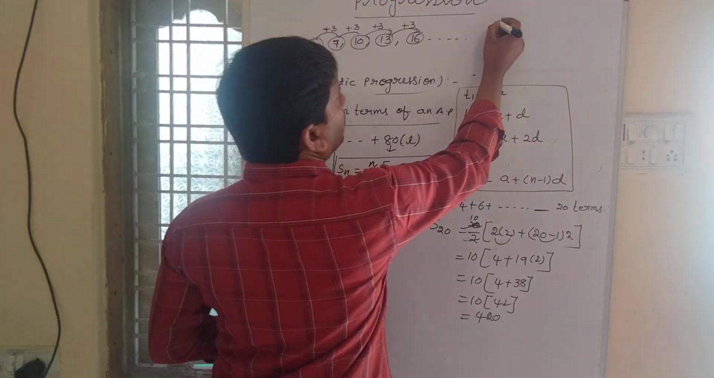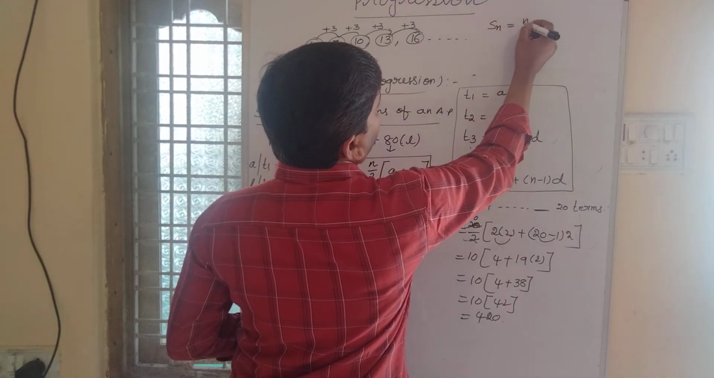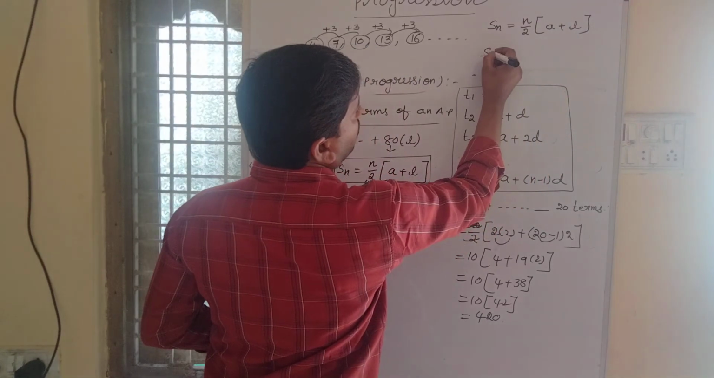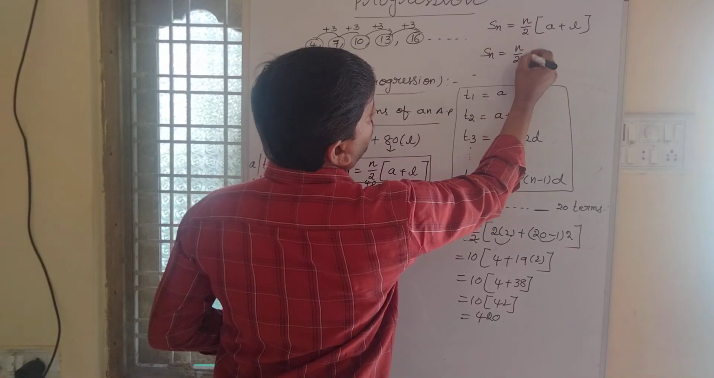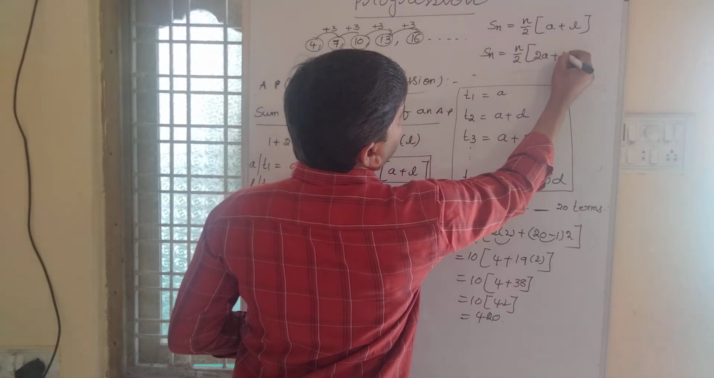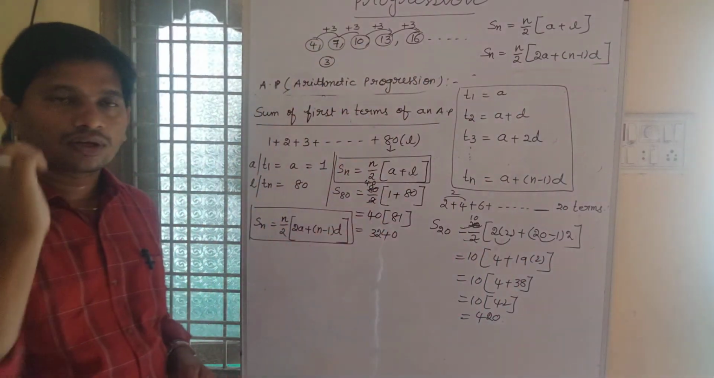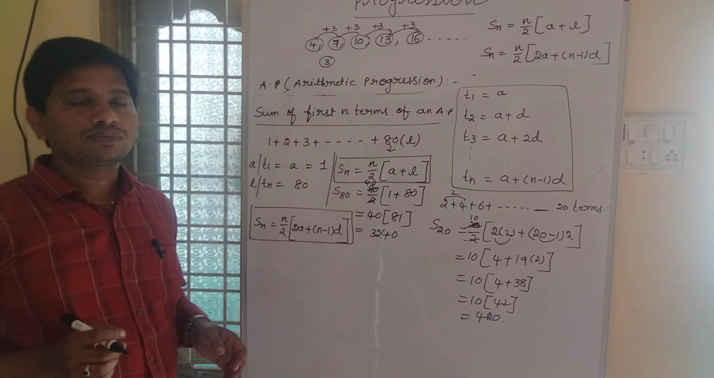So we have two formulas, children. The first formula, if we know the nth term, the last term, is n by 2 into a plus l. If you don't know the last term, the formula is n by 2 into 2a plus n minus 1 into d. This is the sum of first n terms of an AP.